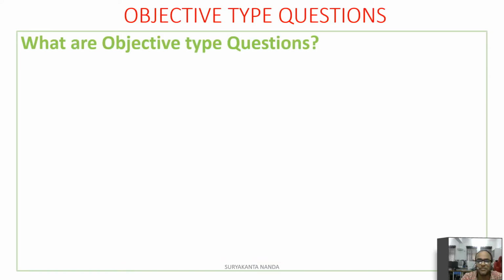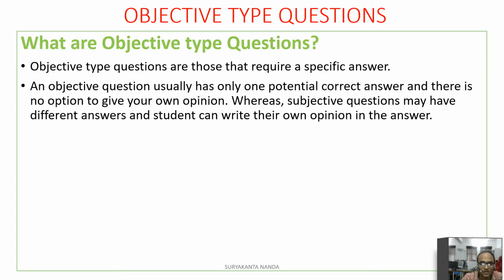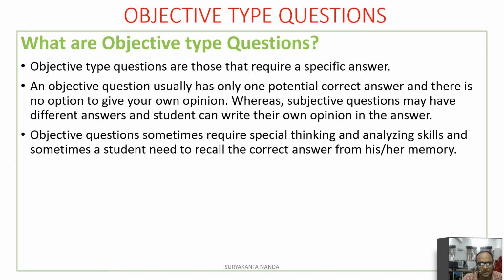What are objective type questions? Objective type questions are those that require a specific answer. An objective question usually has only one potential correct answer and there is no option to give your own opinion. Whereas subjective questions may have different answers and the student can write their own opinion in the answer.